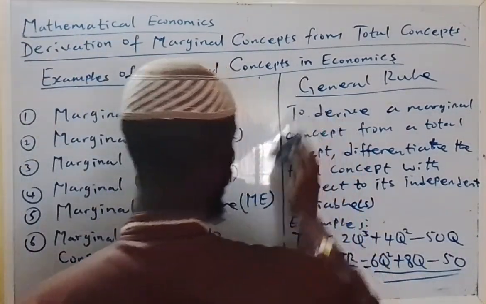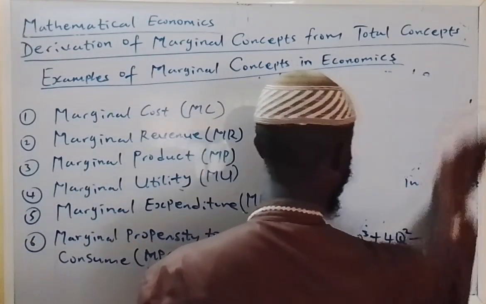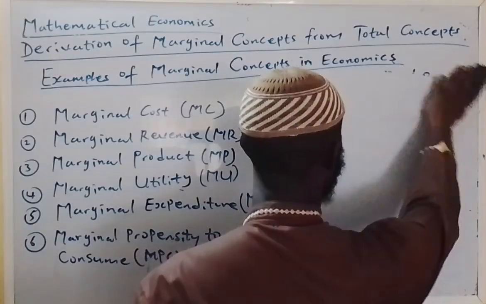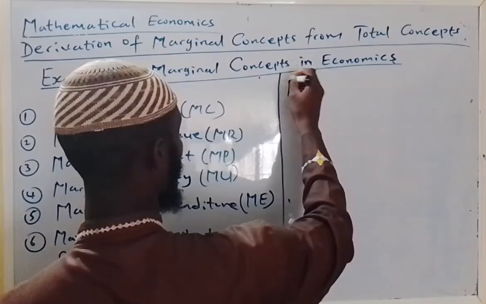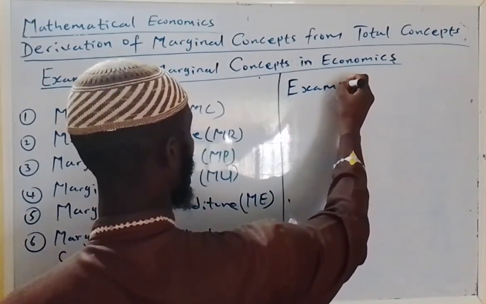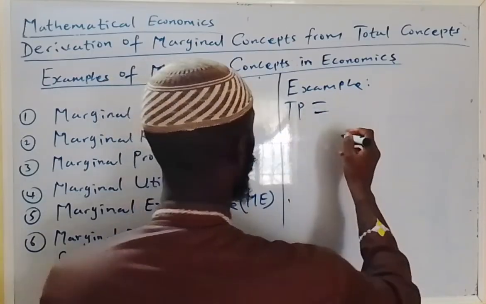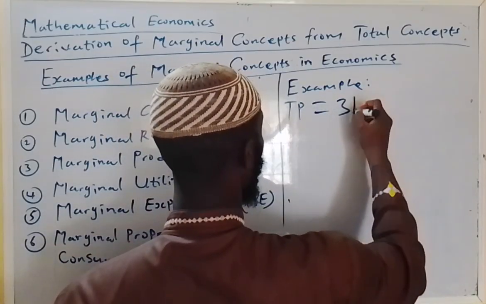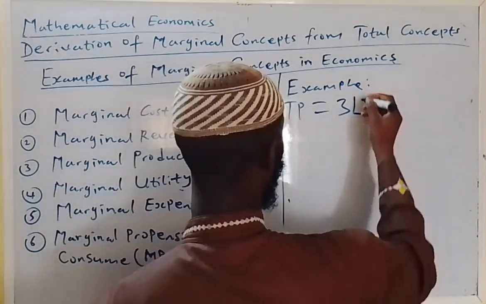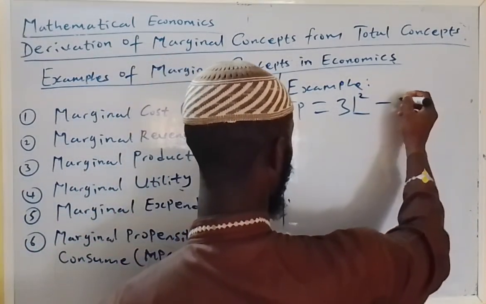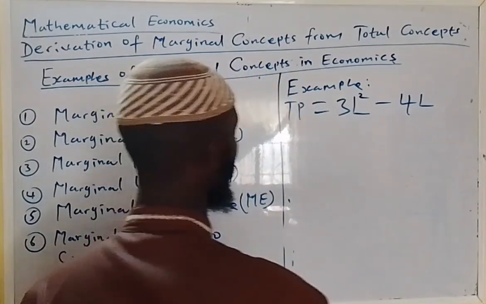So let's also take another one. Let's say marginal product now. Let's say we have a total product. We use another example. Let's say the total product is equal to 3L squared minus 4L, where total output depends on the unit of labor employed, as the case may be. So this is just an example.